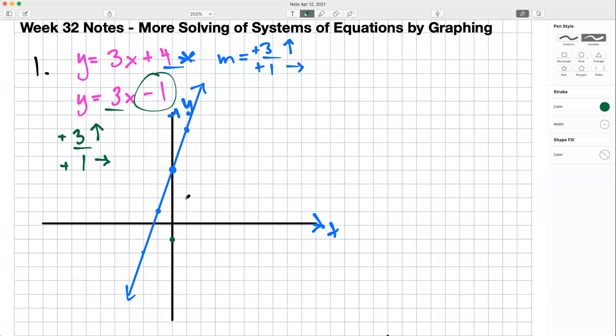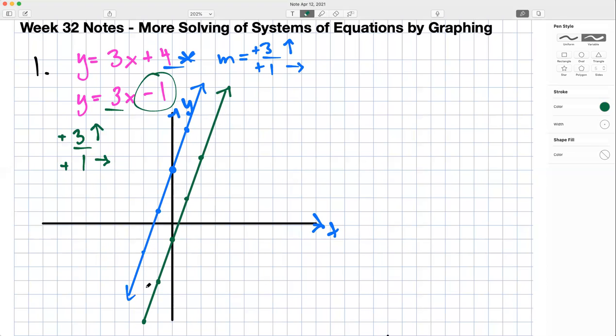Okay. So up 3 and right 1, up 3 and right 1. Down 3 and left 1, down 3 and left 1. Well, these are all points on the line, so we're just going to graph it.